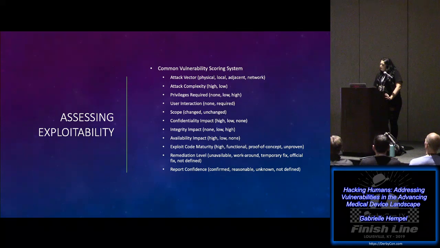So the FDA guidance outlines a common vulnerability scoring system, which provides numerical ratings corresponding to high, medium, and low by assessing a number of factors, including the following: attack vectors and whether they're physical, local, adjacent, network, etc. The complexity of the attack, whether it's high or low, whether privileges are required to complete the attack, and whether user interaction is even required, the scope of the vulnerability, the impact that an exploit might have on confidentiality, integrity, and availability of data, the exploit code maturity, whether it's high, functional, proof of concept, or unproven, the remediation level, whether unavailable, a workaround, a temporary fix, an official fix, or something undefined, and finally, the confidence in the report. These factors are weighted and aggregated into one of the scores on the vulnerability scoring system.